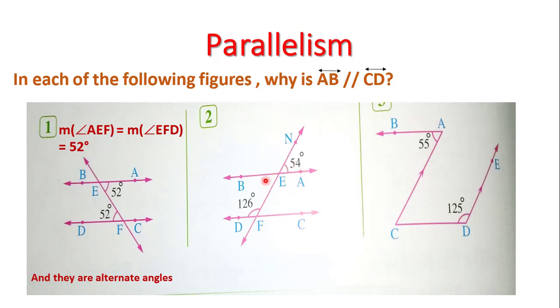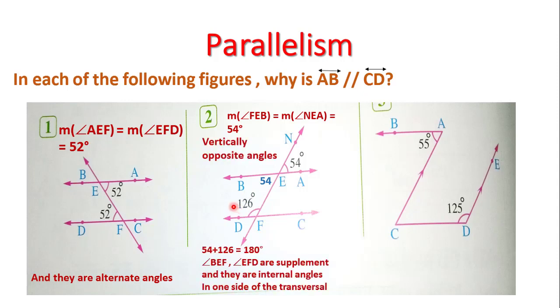The next one, here we have this angle equals 54 because they are vertically opposite, and here we have two interior angles. If you add 54 plus 126, you will get 180. So the two interior angles on the same side of the transversal are supplementary. So the two straight lines are parallel.